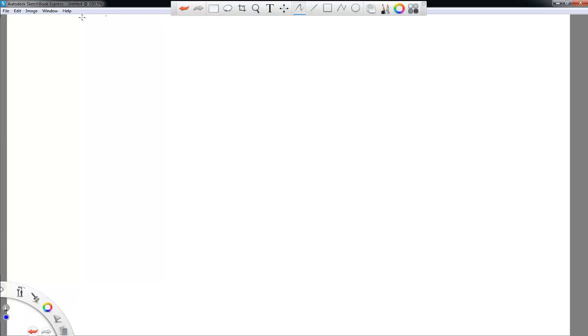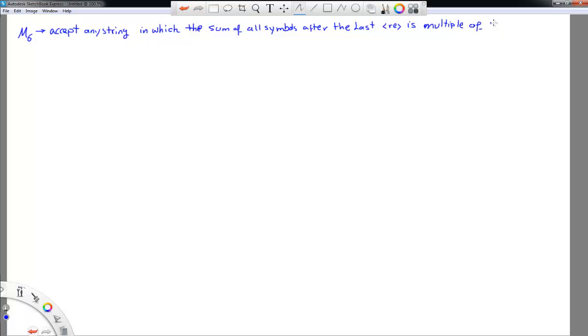So we know that our M sub 6 is an automaton that should accept any string in which the sum of all symbols after the last reset is a multiple of I, where I is a natural number. So I belongs to N, the set of natural numbers.